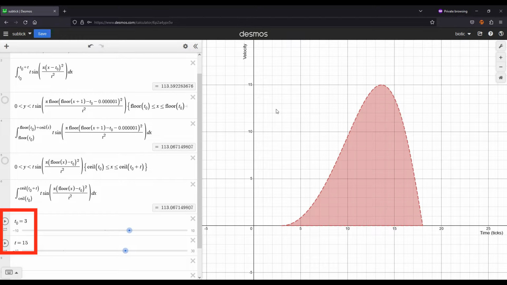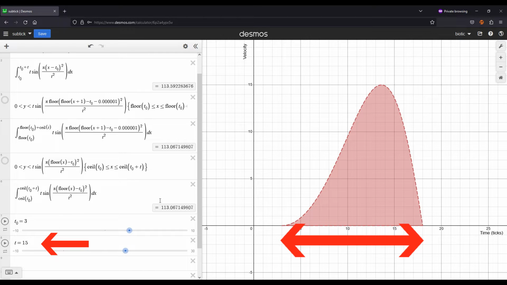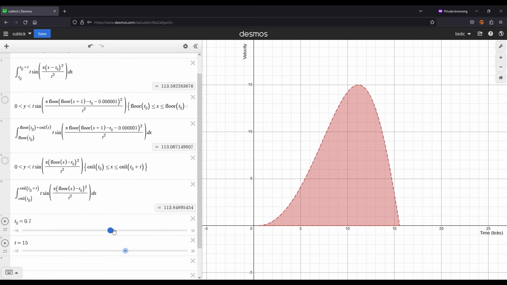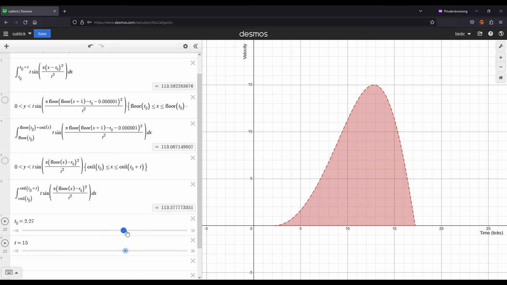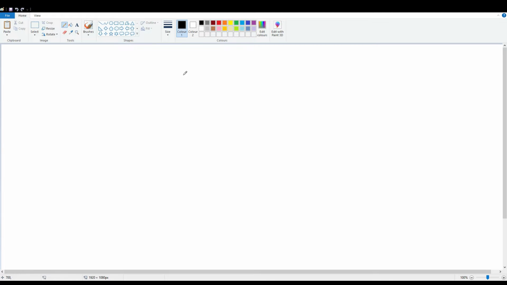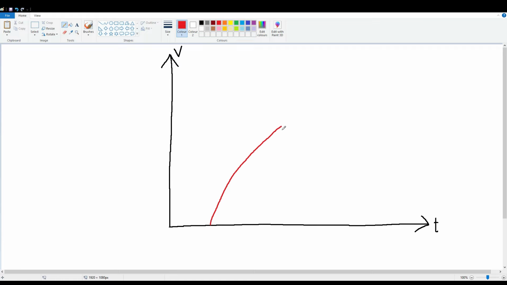These two values at the bottom left here, T0 and T, just describe when the movement starts and how long the movement lasts for. So here you can see the movement starts at 3 ticks in and lasts for 15 ticks. And I can change these just to change when it starts and how long it lasts for. In reality, the movements would look more like something like this for holding W, but the actual shape of the graph doesn't really matter for demonstrating how subtick works.